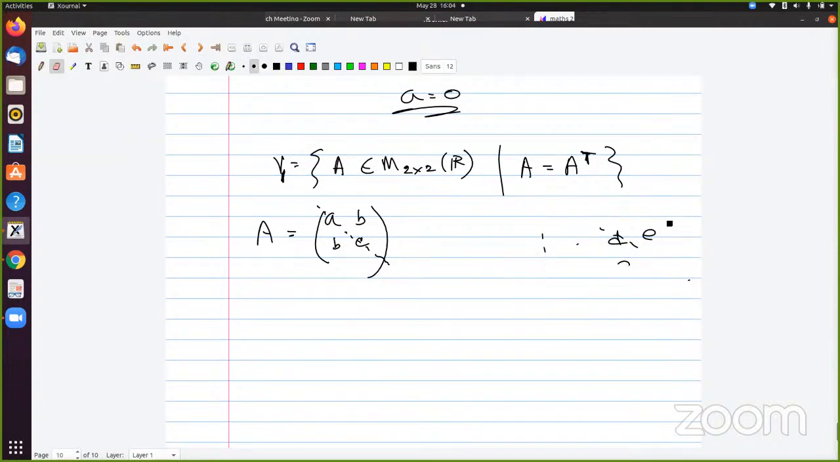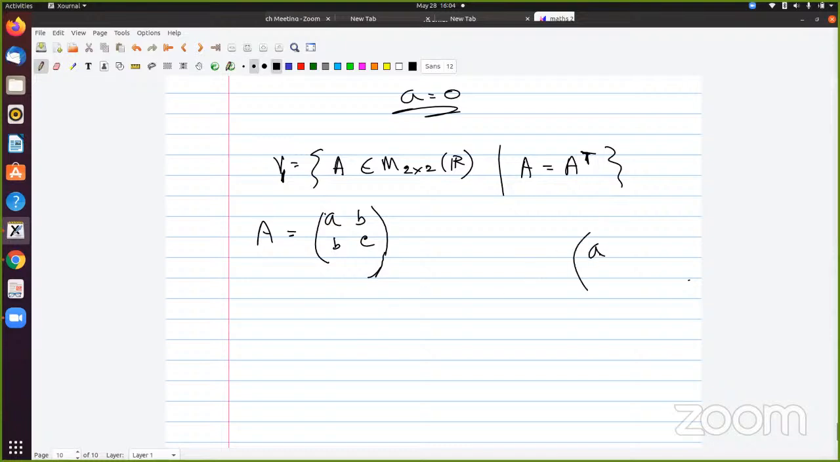Can you give me a basis for this? You are saying the cardinality of the basis, but first give me a basis.